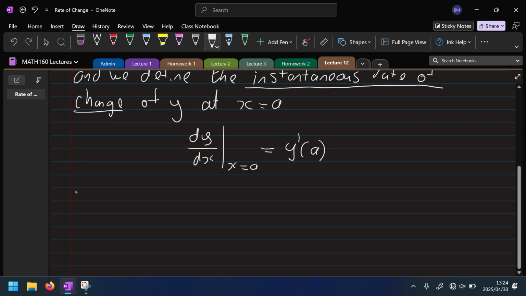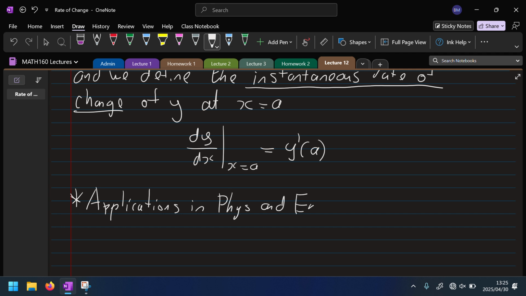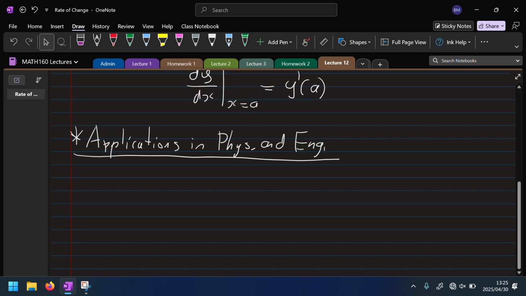So for our purposes, we'll mainly focus on the physics and engineering applications, but there's applications to everything. So economics, biology, chemistry. We'll look at a few examples, but mainly the physics and engineering applications. Okay, so applications in physics and engineering. Okay, so mainly these, but we'll look at some other examples as well.